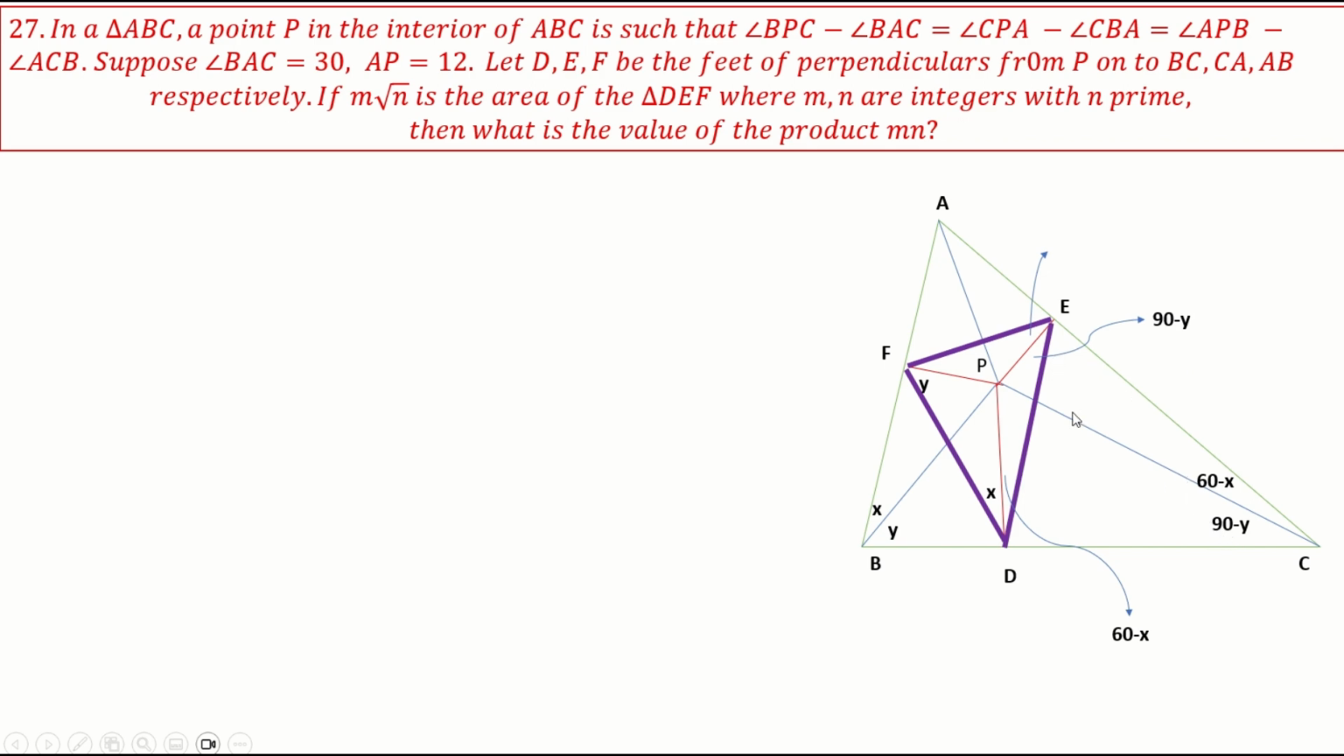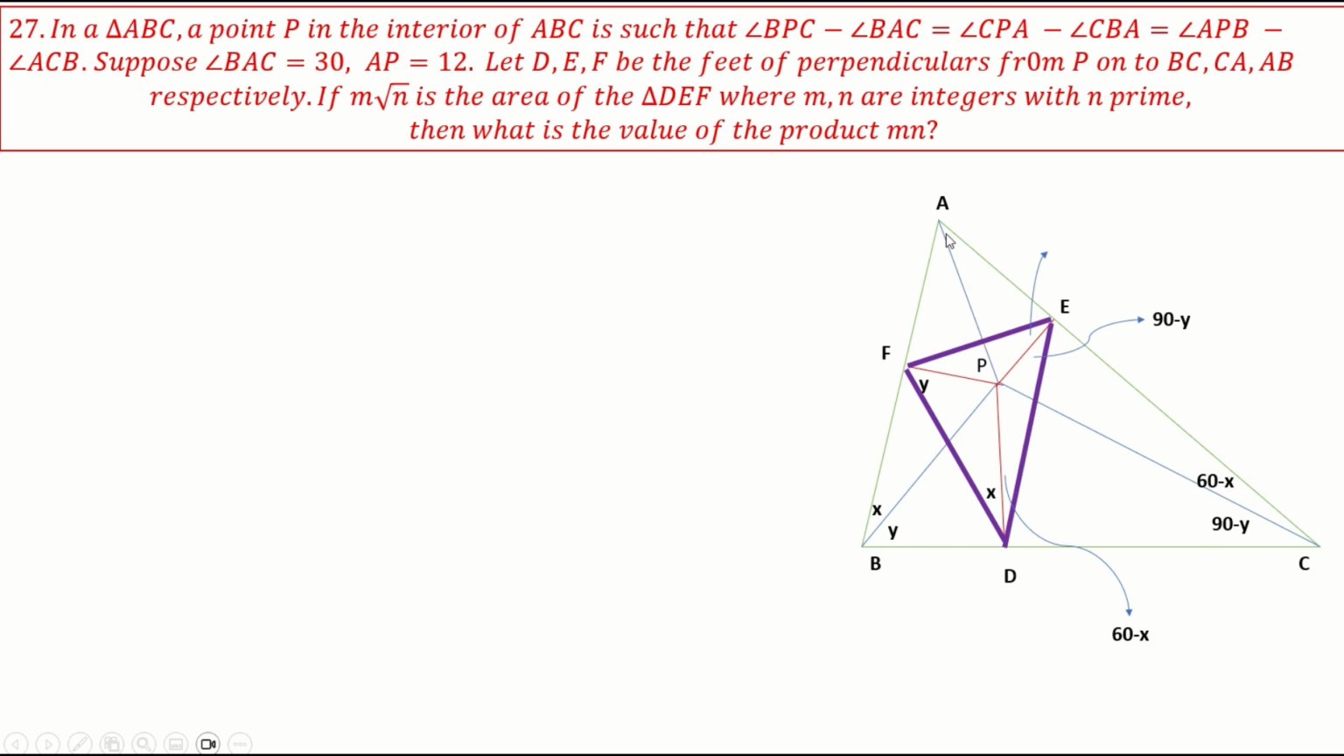Once you know these angles are equal, how do you get this angle? This angle is nothing but x plus y. This is x plus y plus 60. Oh, sorry. This is 30 degrees. Correct. This is 30 degrees. This is x plus y. This is 90 minus y. Okay, so remaining is 60 minus x.